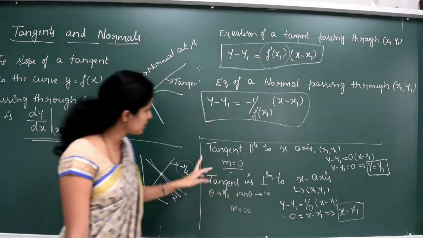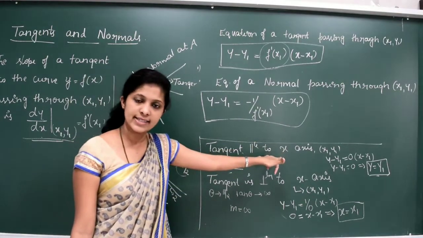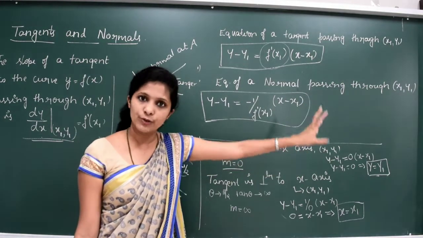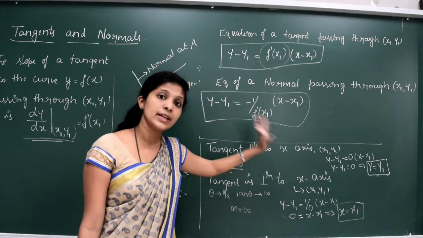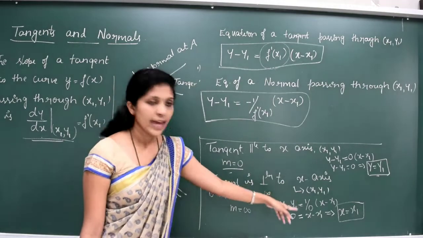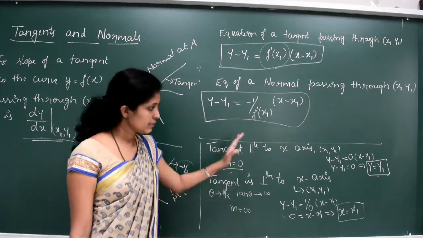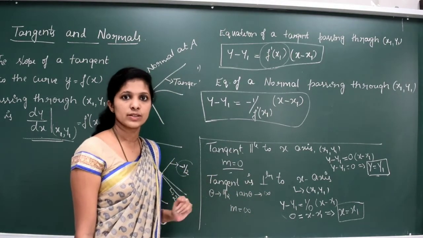Another thing you have to remember: if the tangent is parallel to the x-axis, then y will be equal to y1. If the tangent is perpendicular to the x-axis, I mean parallel to the y-axis, then x will be equal to x1. Remember these things. Now we will solve problems on this.